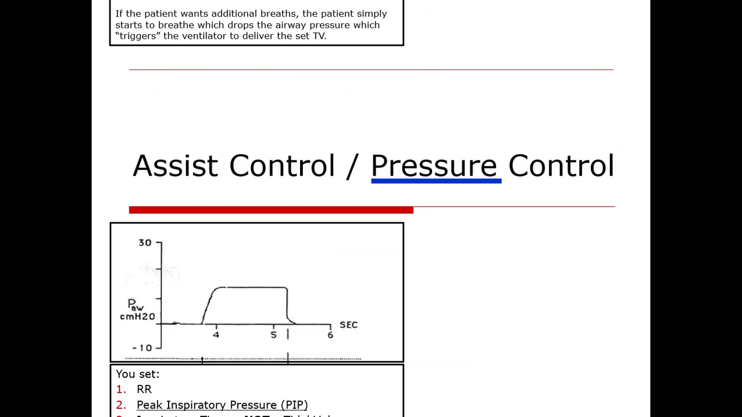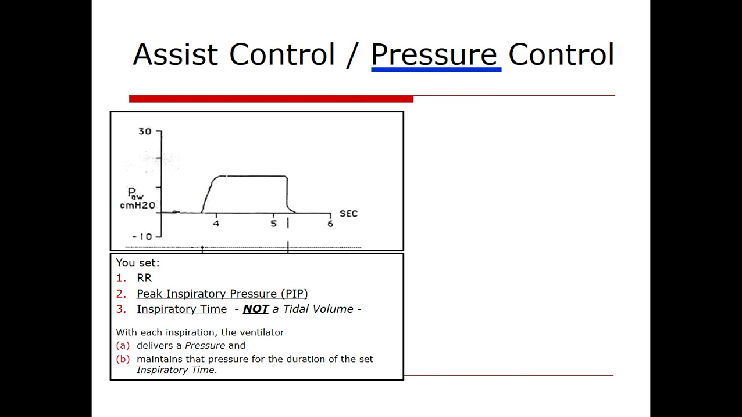Okay, ACVC. The second one you're going to see used a lot is ACPC. So this is assist control, pressure control. Again, you set a rate, but instead of setting a tidal volume, you set two things. You set an inspiratory pressure and something called an inspiratory time. So instead of telling the machine to push in a tidal volume, you tell the machine to push in until the inspiratory pressure that you just set is hit. So the machine's going to push in until that inspiratory pressure is hit, and then it's going to hold it in for the duration of whatever inspiratory time you told it to.